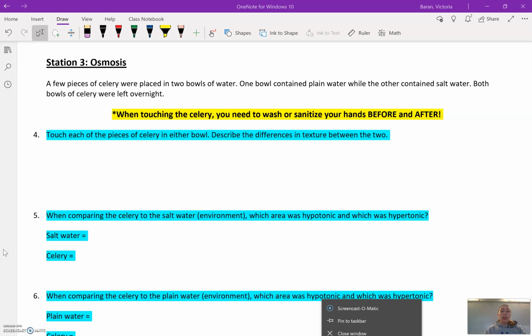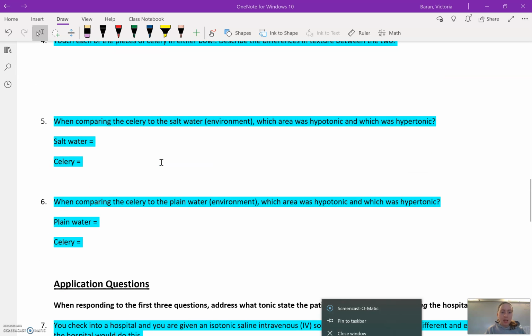All right, so when you're answering the questions here, for number 4, just describe what I described in terms of the differences in texture between them. The one that was just in plain water was a lot more firm, a little bit more crisp. And the one that was in salt water, not as firm, a little bit more soft and bendy. And then you are going to answer questions 5 and 6.